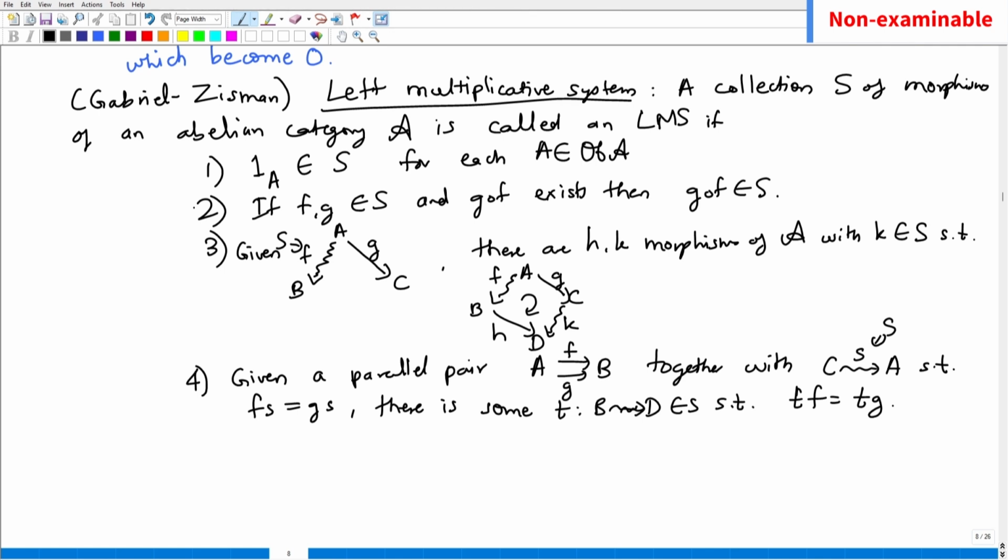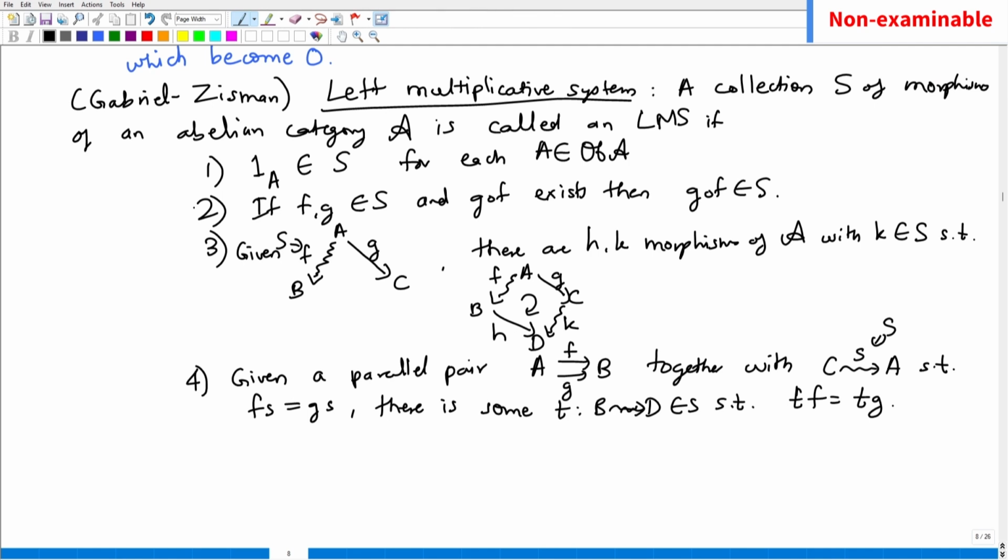And dually, you can define a right multiplicative system. The first two properties remain as they are. The last ones: if you are given a sink, then you can add a roof so that it is complete. And given a parallel pair, if it is weakly co-equalized by a morphism in S, then it is also weakly equalized by a morphism in S. So right and left systems, and then left plus right is just a multiplicative system. And that is the definition that you see in ring theory, in commutative algebra.